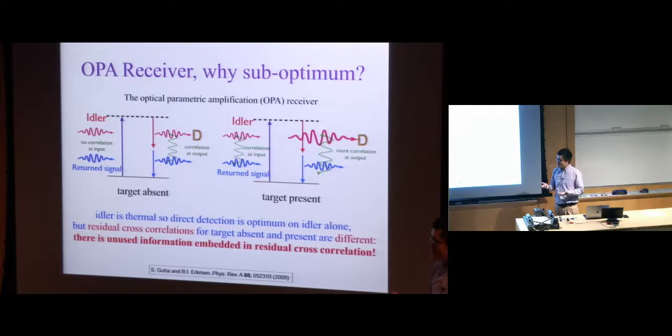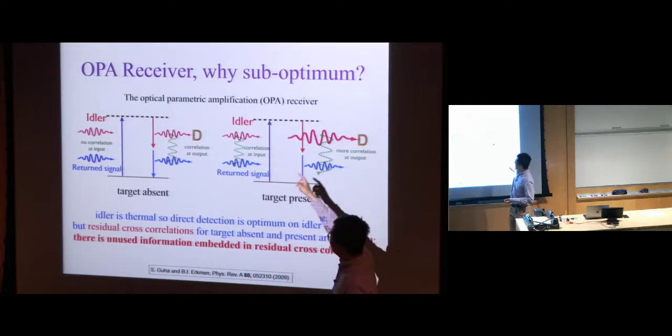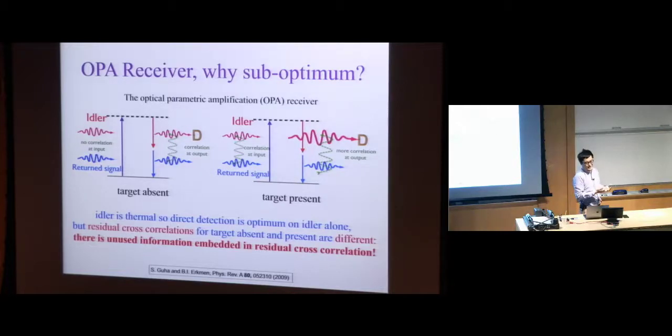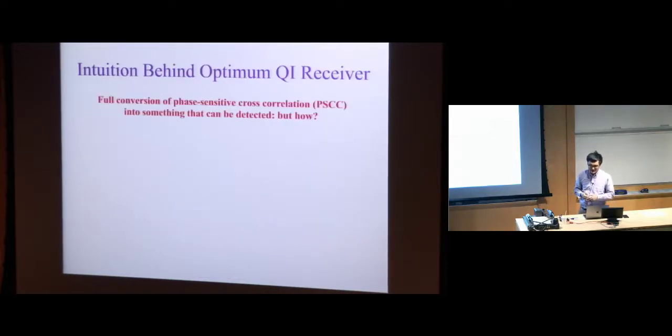So you are not detecting the correlation, but the correlation actually encodes some sort of information, because you see this correlation is stronger than the other correlation. You're not detecting this part. That's why you don't get all the way to the ultimate quantum limit. So now our question is, how do we completely detect this correlation, or how do we build an optimal receiver for this quantum illumination target detection problem?